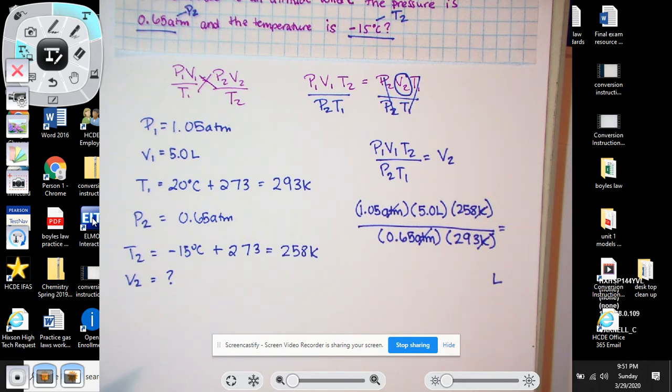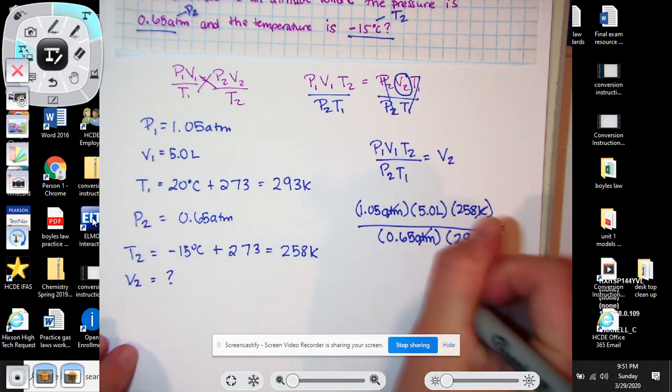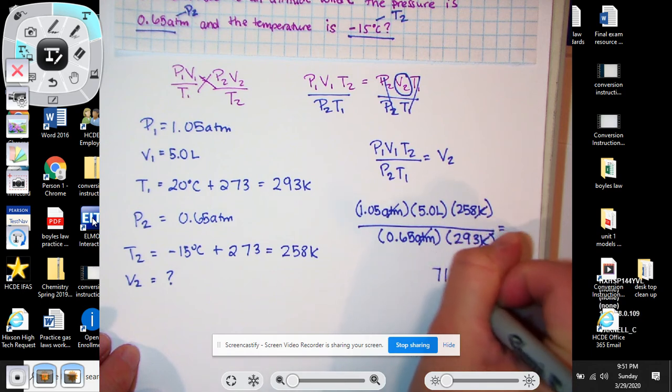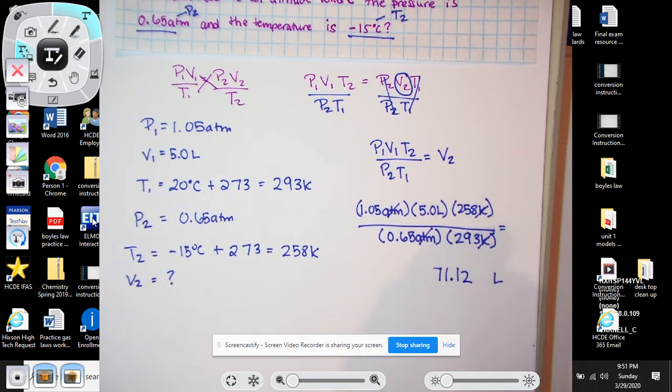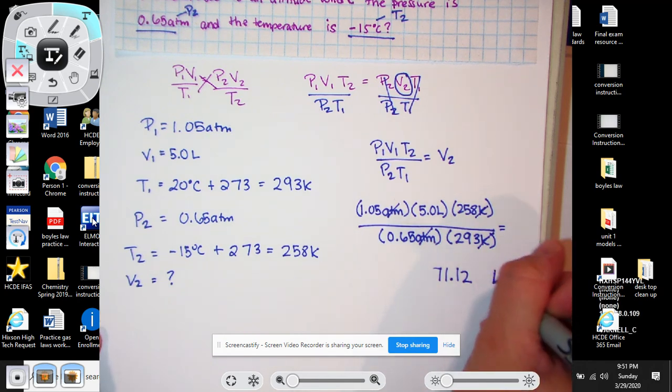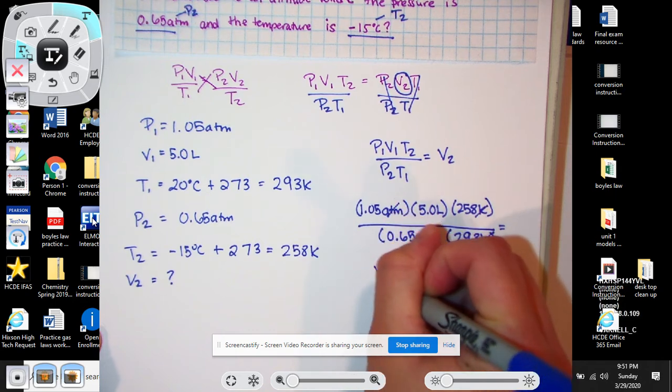sorry, I should have already done the math. I should get, oh, that answer doesn't look right. I forgot to do parentheses on the bottom. We all know what happened there. If I don't do parentheses on the bottom, it's going to multiply it all. Wow, a whole bunch. So 71.12, which is way different than the answer I got before. It was like 61,000. So 71.12 liters is what V2 is.